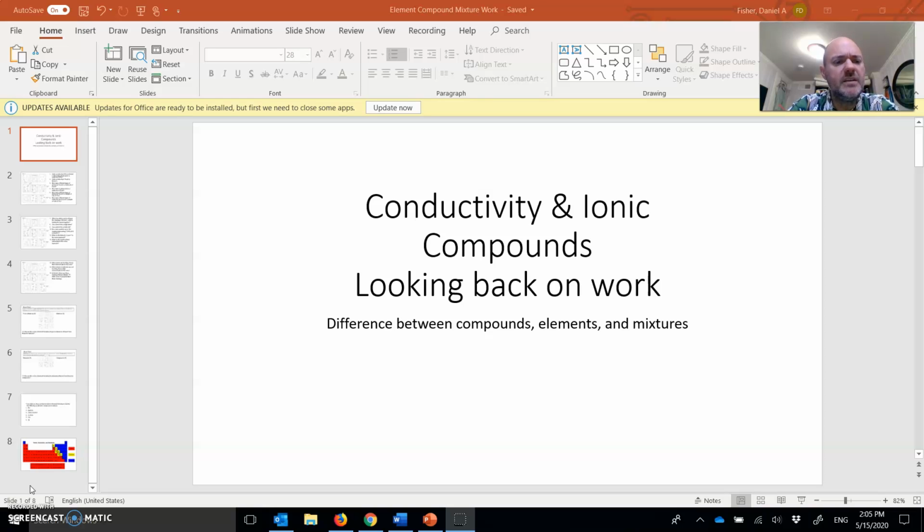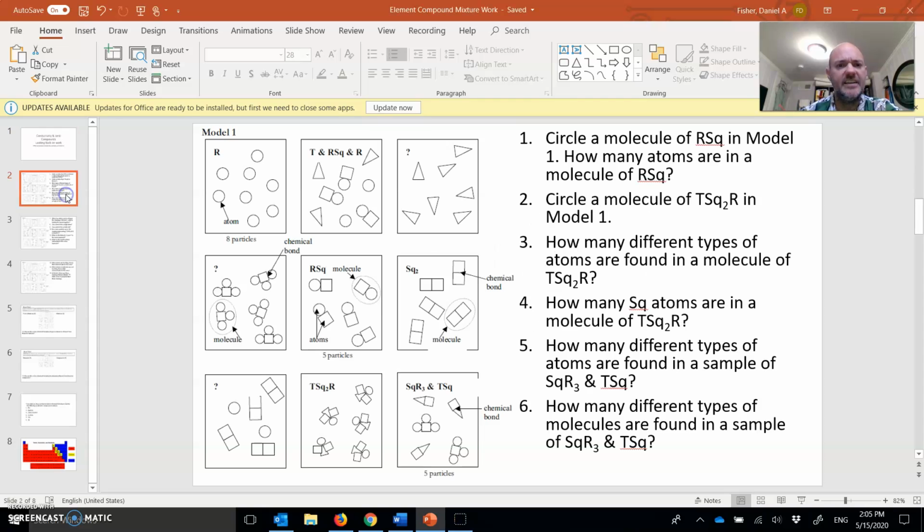This is going to be probably a 2 or 3 part video where I'm going to look at different things to help us think about the difference between compounds, elements, and mixtures. We're going to start off by looking at them visually, thinking about the atoms and molecules and what those things are. So let's go ahead and move on to the next slide here.